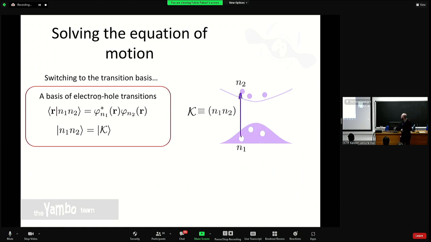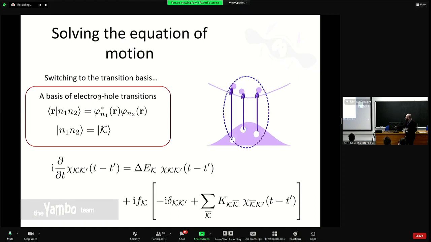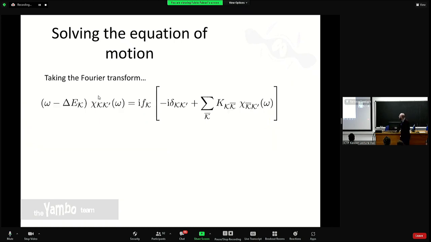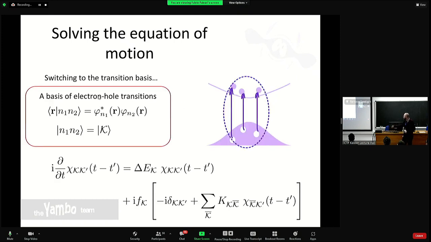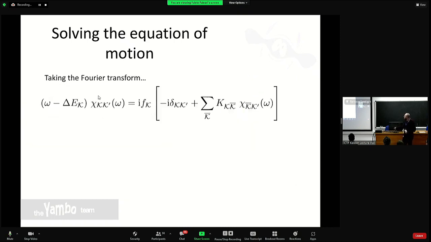Okay, so now let's switch to a different basis, which is the transition basis. As we can see, we are now explicitly considering transitions from the valence band, so N1 is now a valence state, to the conduction band, so N2 is a conduction state. So we can label this double index with a single index, the transition index. In this way we simplify the equation a little, because now it depends on 2 indices instead of 4. Okay, perfect. Now we are almost at the end. Since in the end it depends just on the difference of the times, we can Fourier transform this.